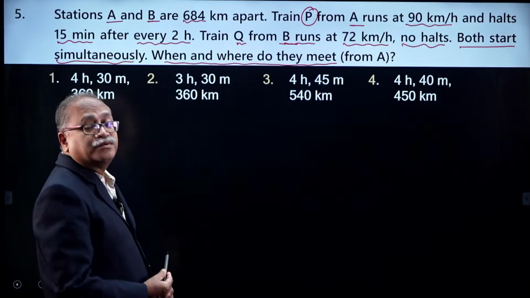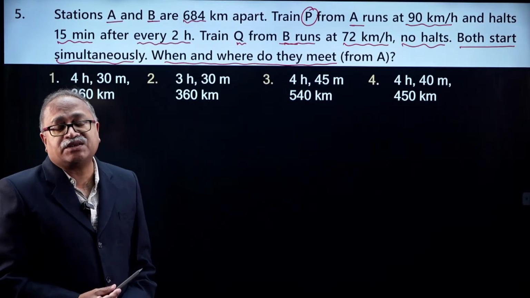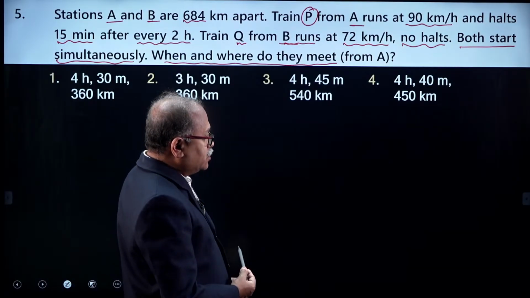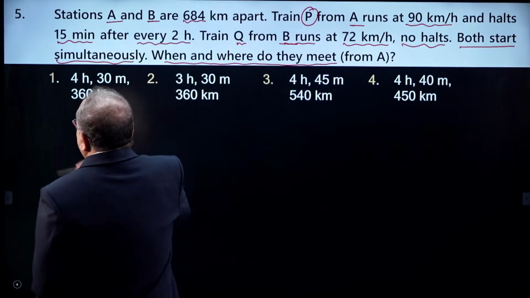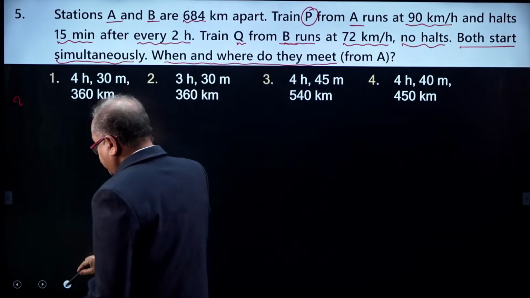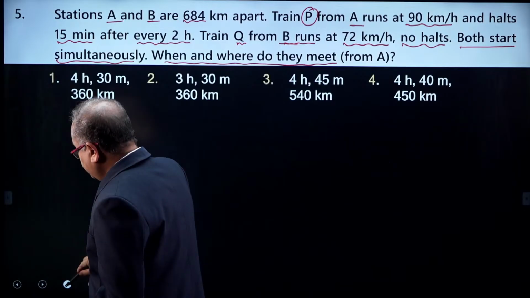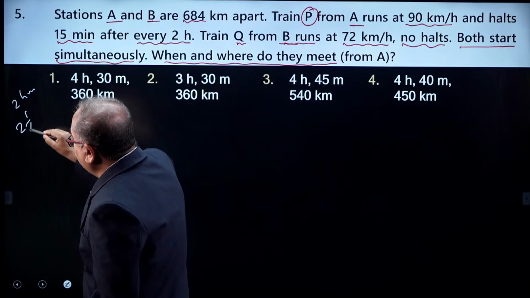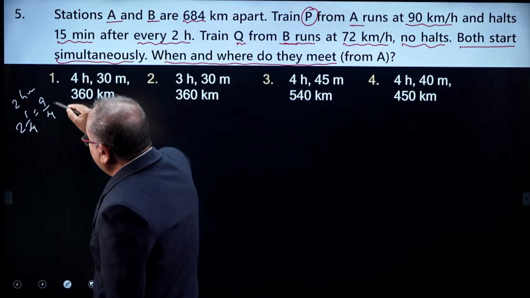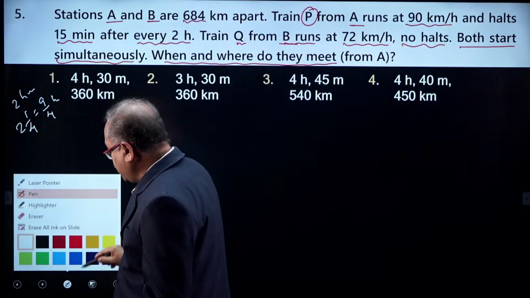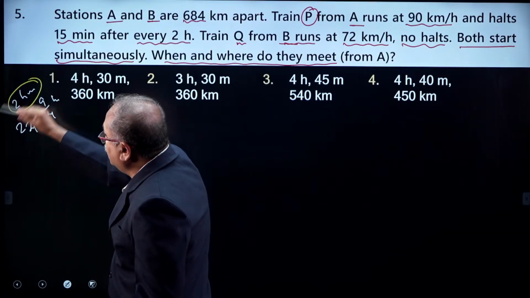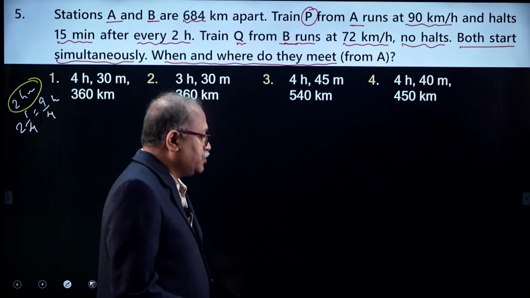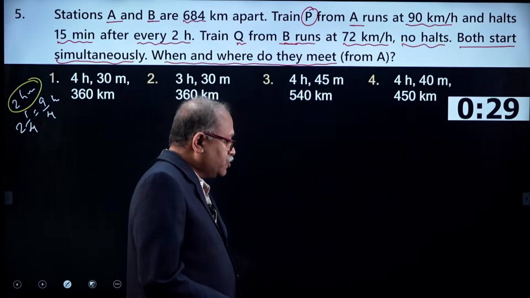15-minute halt, that is 15 by 60, 1/4. So the total, it is running for 2 hours, but the time taken is 2 hours plus 1 by 4, which is nothing but 9 by 4 hours. But the journey covered in 9 by 4 hours is only 2 hours of journey. Now I have given 30 seconds to you, and I expect you will be able to answer the question.